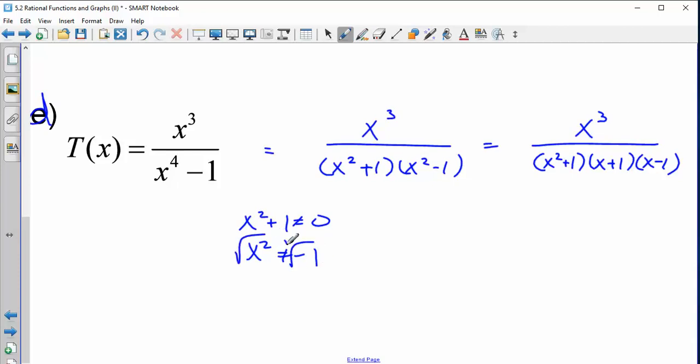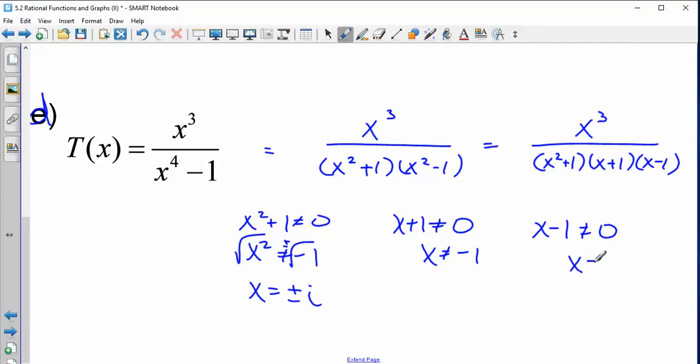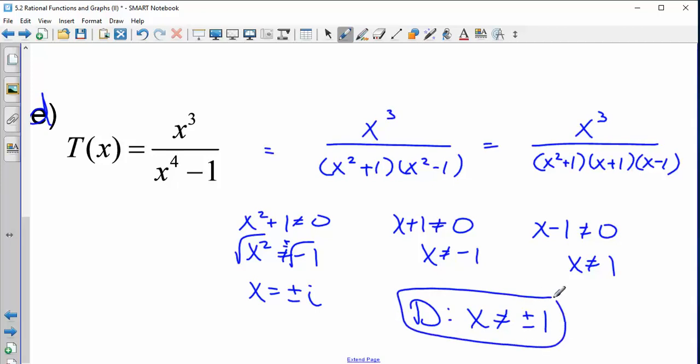You do the square root of a negative, it gives you an i. In terms of our domain, do I have to worry about imaginaries? No. So this one doesn't affect anything. What about the x plus 1? That tells me x can't be -1. And x minus 1 can't equal 0, so x can't be positive 1. So my domain here, x can't be positive or -1. Again, we could write that as interval, I'm just not making you.